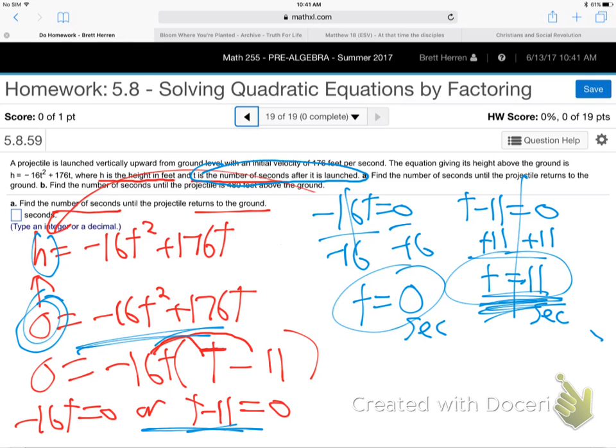So there it is. So we still have to do part B. Is that okay on that? They don't want the 0 answer. They just want the 11. Because 0 is a silly answer. That just says it started on the ground. They're like, we know it started on the ground. At time 0, we know it was on the ground. Tell me when later it was on the ground. 11 seconds later, it was on the ground. Is that okay?